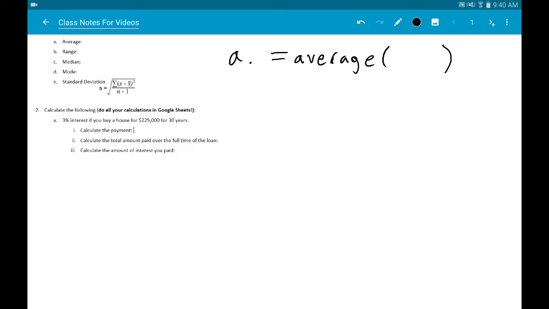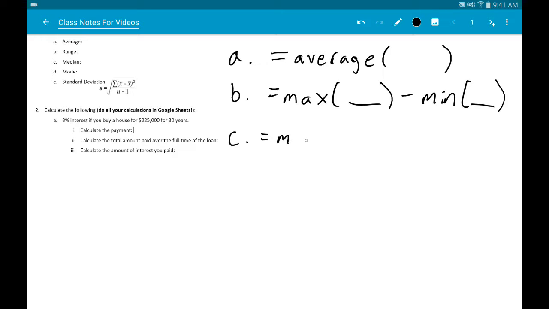B, there's a really nice way to do it, which is just to type equals max, select your range, minus the min, and select your range, and then hit enter. For C, the median, there's also the median function, so that should be very easy. And for mode, same thing, so I won't go over that one. For standard deviation, you just type equals stdev, and that should get you your standard deviation.